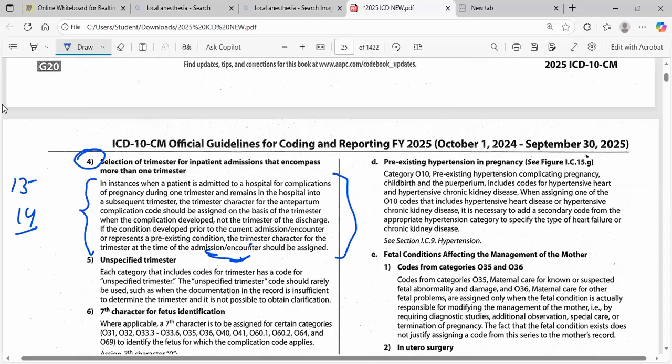So this guideline simply says that there are instances when the patient is admitted to the hospital for more than one trimester. Let's say the patient is admitted at the 13th week and is still admitted, and now is in the 14th week of gestation. So that's the case. In that case, you have to identify when the condition originated. If you do not have the detail of when the condition or the complication developed, in that case, what you are going to do is pick the trimester when the patient was admitted. Okay.